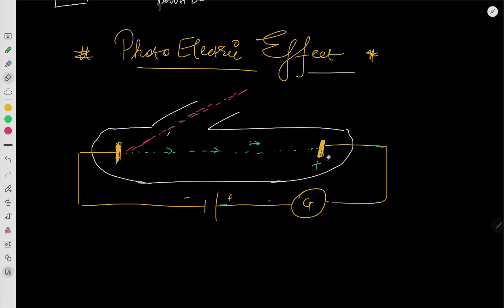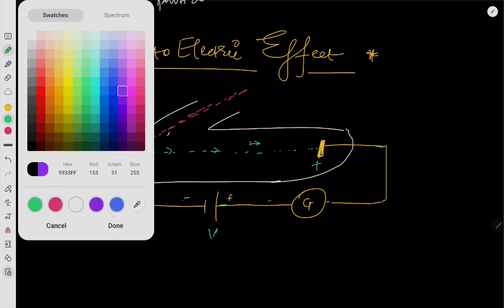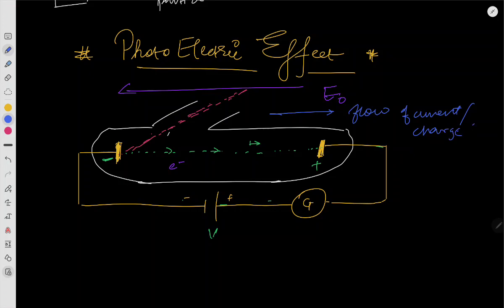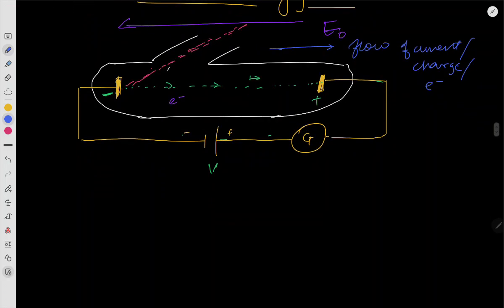And if here there's a plus, there should be a minus over here, because here is plus minus for a potential battery V. These are the electrons. So electrons would move if the electric field is in this direction. Then the flow of current, or charge we can say simply, is that the electrons will flow in the opposite direction of the electric field as they are negatively charged. So the current should flow after some time.